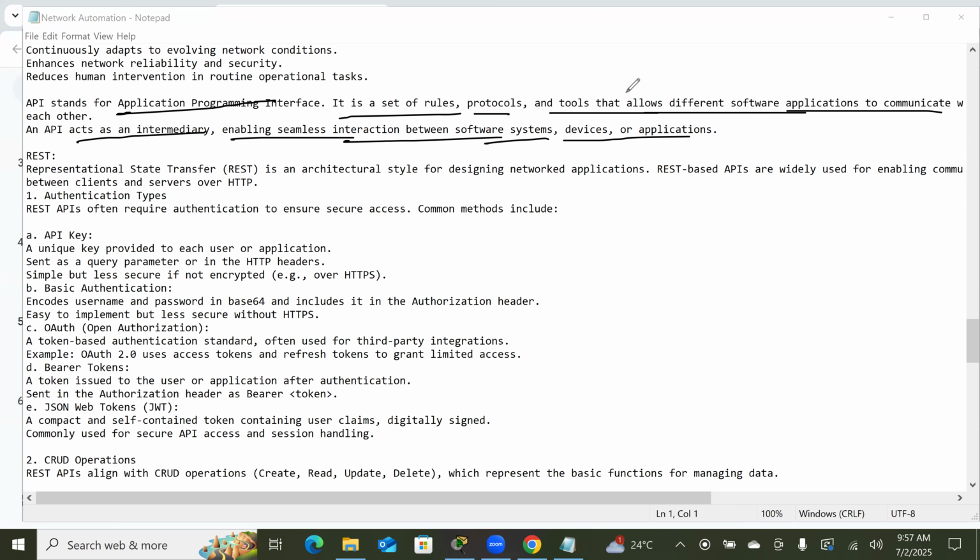So where have we seen the REST API? Between the SDN controller and the actual application layer. Yes. REST means what? Representational state transfer. You can read it here. What kind of authentication it uses.